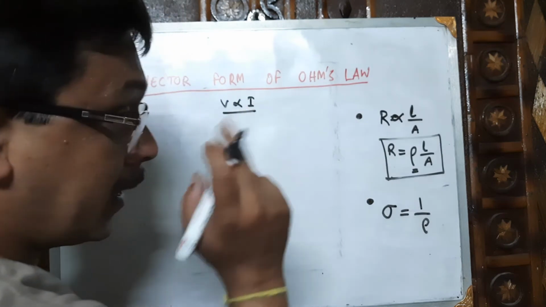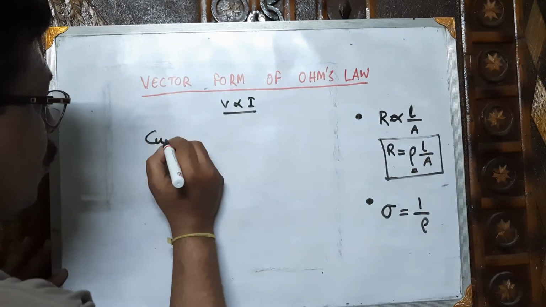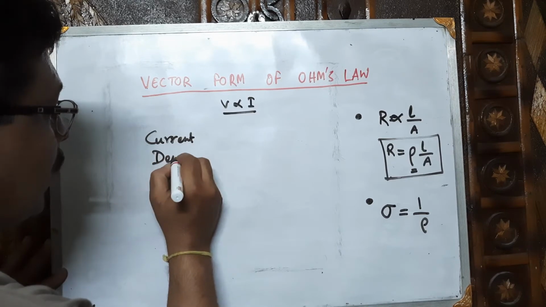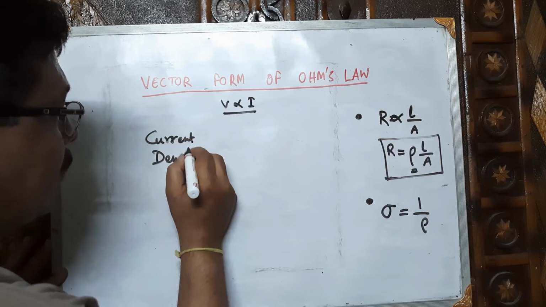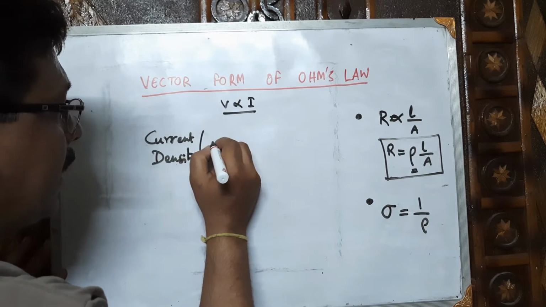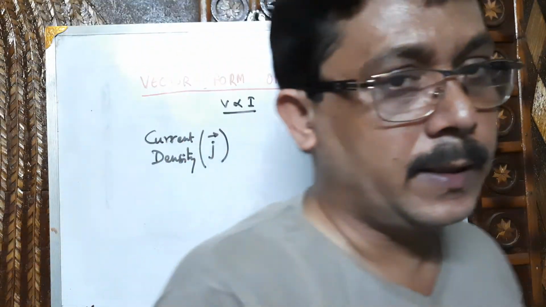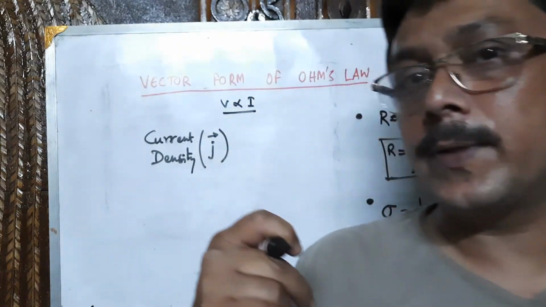Now I will introduce another new term, which is new to you. We call it the current density. This is one term, current density. We write it with the letter J and it is a vector quantity. So remember, current is not a vector quantity, but current density itself is a vector quantity.